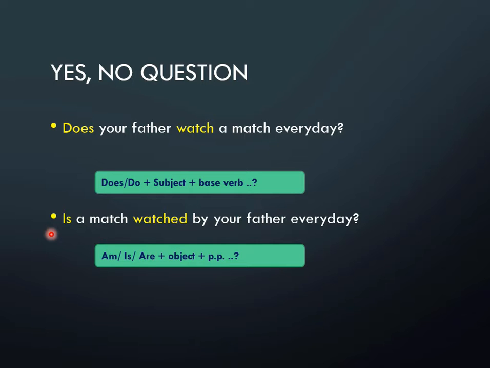Let's review what we have said here. Does your father watch a match every day? If we want to change this question into passive, we should follow the second rule. We put am, is, are at the beginning, then we write the object, then we write the PP or the past participle of the verb. If you would like to mention the subject, you can write it after the preposition by at the end of the question. So the final question will be, is a match watched by your father every day? This is how to make a question.